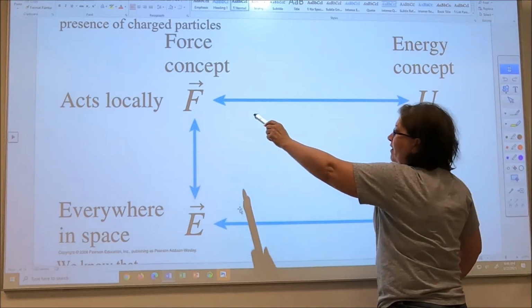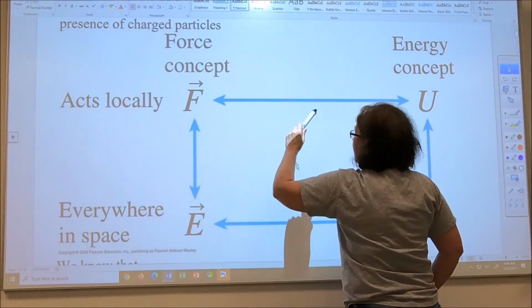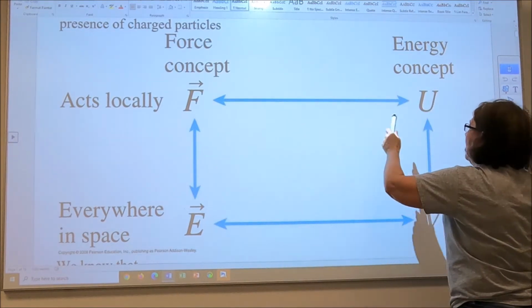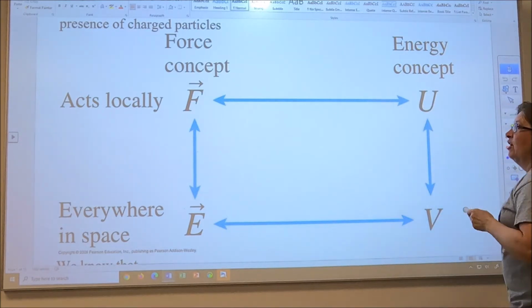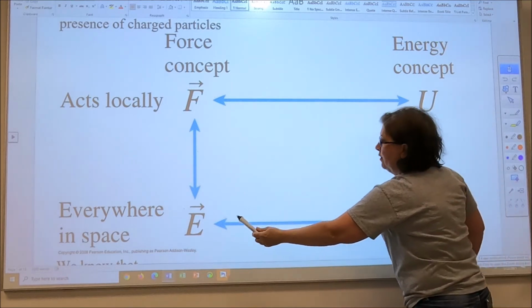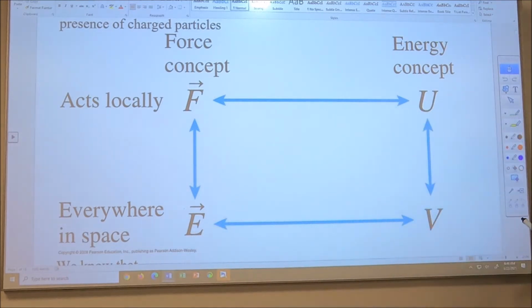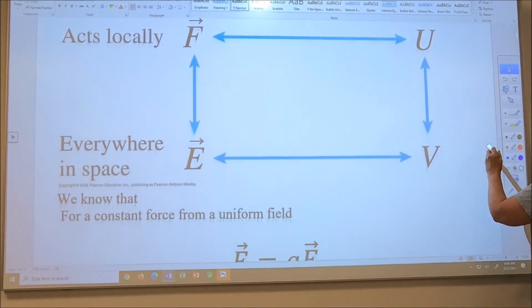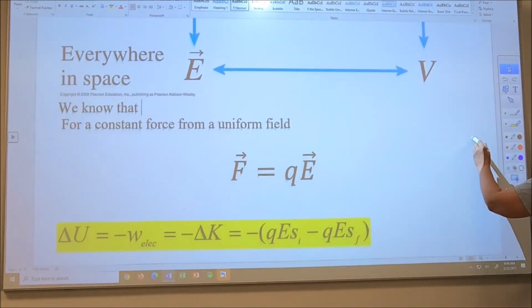Remember, I have to have an object to experience the force, a charged object. I have to have a charged object to have an electrical potential energy. The electric field and the electrical potential are everywhere in a region of space where there's a charged particle or charged particles causing it. Okay?